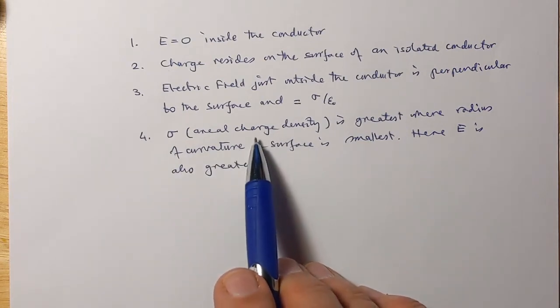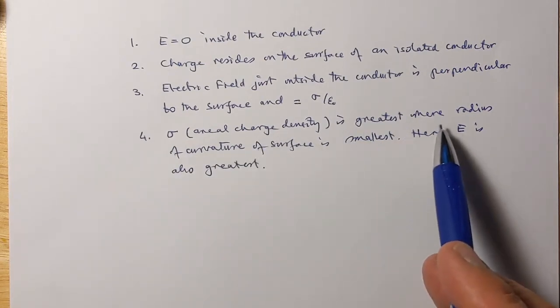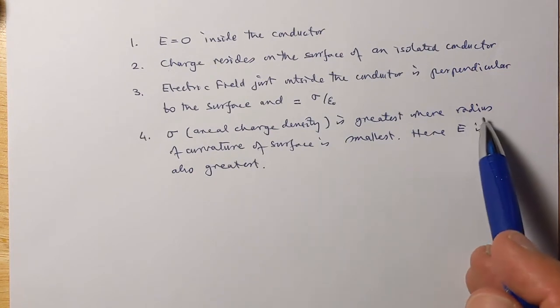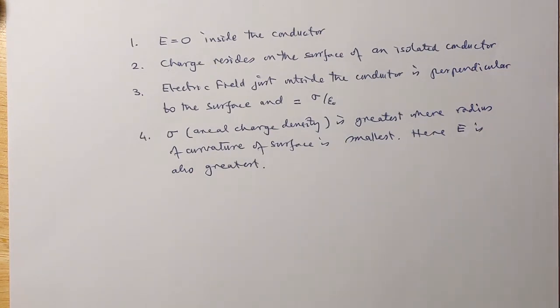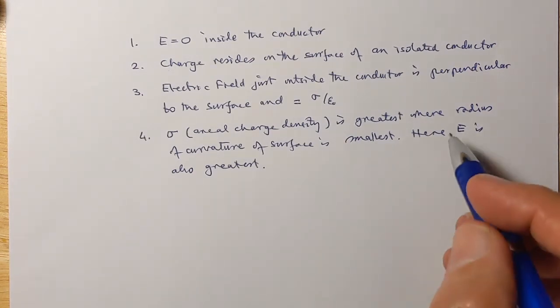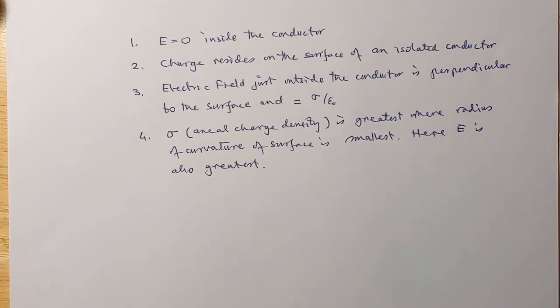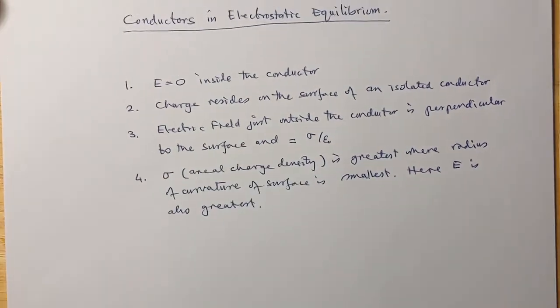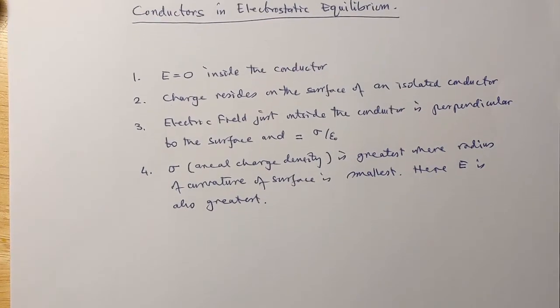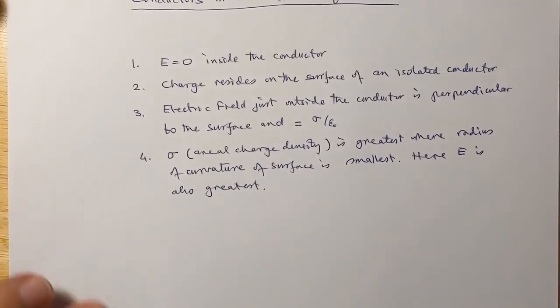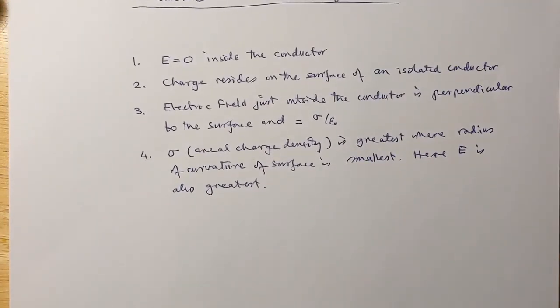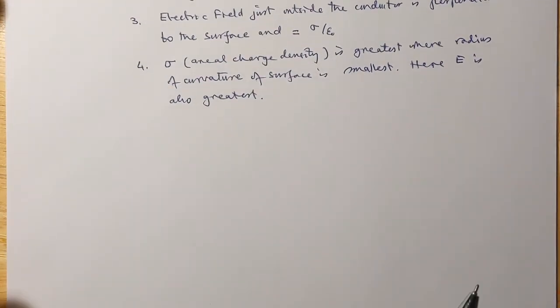and the charge density on the surface, the amount of charge, is greatest where the radius of curvature of the surface is smallest, and the electric field is also the largest over there. So let's look at each of these in a little bit of detail. Let's look at the first one, that the electric field inside a conductor is zero.